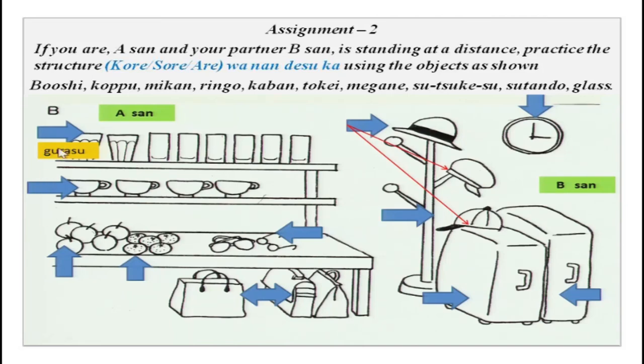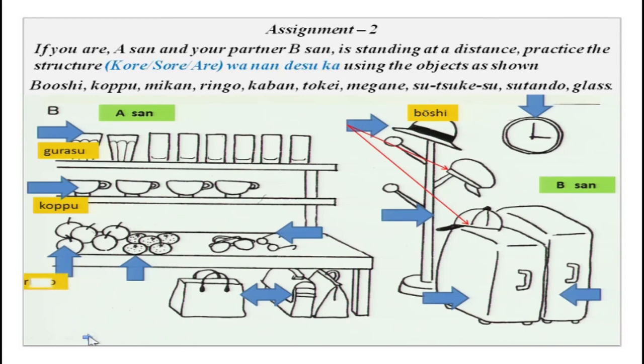Now for A-san, as you can see on the left side, this is close to A-san, so it can become kore for him. This on the right side is a little further from him, far away from him, so this can become sore. Similarly for B-san, this side is kore for him and this side is sore for him. So you can easily practice with your partner and ask kore wa nan desu ka if you are A-san, or kore wa nan desu ka if you are B-san, or you could also ask from here sore wa nan desu ka.